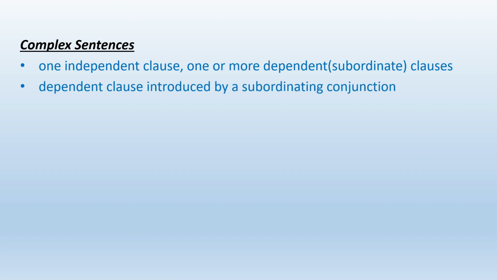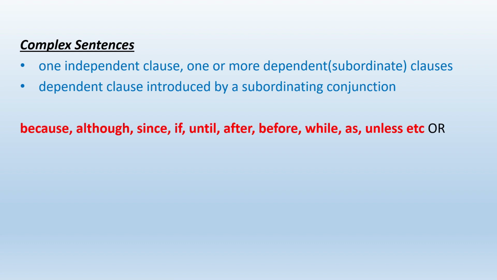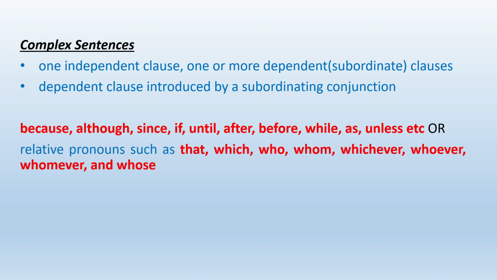And what is a dependent clause? A dependent clause will also have a subject and a verb, but a dependent clause will begin with the subordinating conjunction. Subordinating conjunctions include because, although, since, if, until, after, before, while, as, unless, etc. Or a dependent clause can also begin with a relative pronoun such as that, which, who, whom, whichever, whoever, whomever, and whose. As an example, before he is here, I'll be ready.